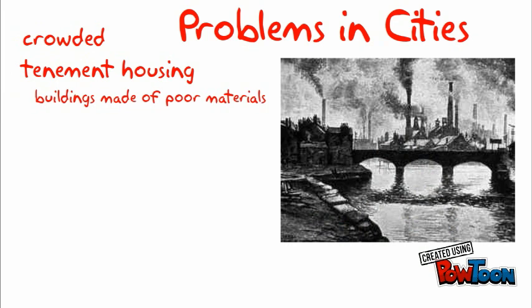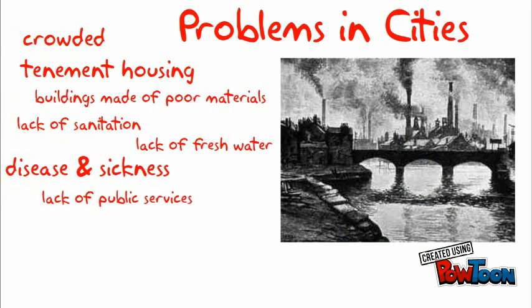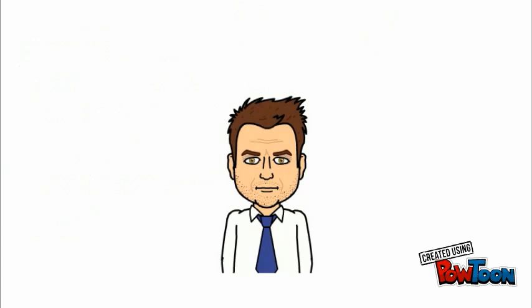We also see similar problems in the cities. The cities are overcrowded. We have problems with our tenement housing. The buildings are made of poor and cheap materials. There's no sanitation or fresh water, therefore disease and sickness spreads quickly. Crime and violence are rampant. There's a lack of public services, and pollution is everywhere.